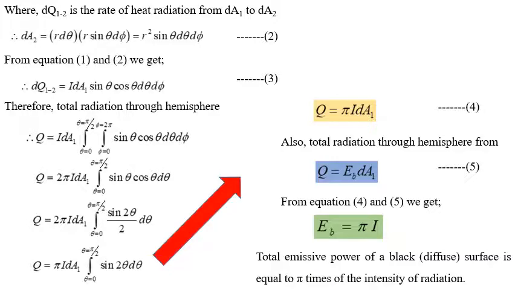The total emissive power of a diffuse black body surface is equal to pi times the intensity of radiation. So this is the relation between intensity of radiation and emissive power of a black body. Okay, so I hope you understood this.